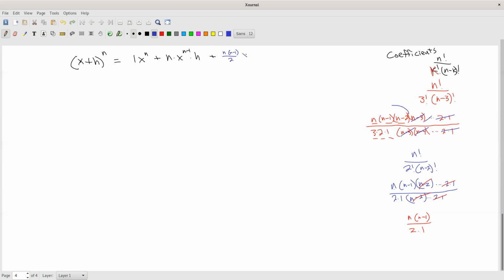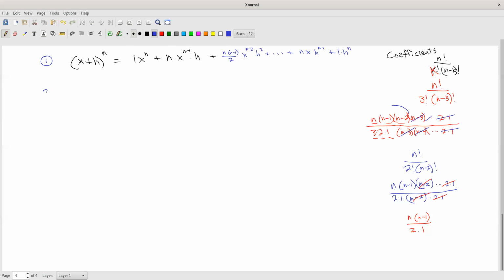And then the power of x drops again to n minus 2, h squared, right? The x power drops, the h power rises. And then this keeps on going, and at the end, there's kind of the mirror image of what I see here. I'm going to get an n times x times h to the n minus 1, and then a 1 times h to the n. So there's a mirror image on the other side there. That's step 1 of my process.